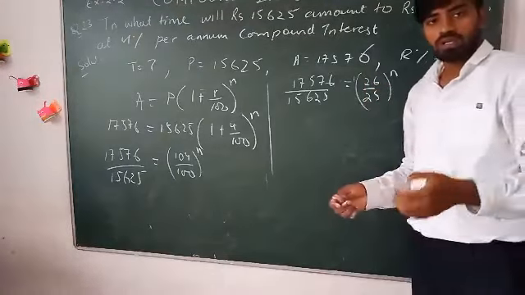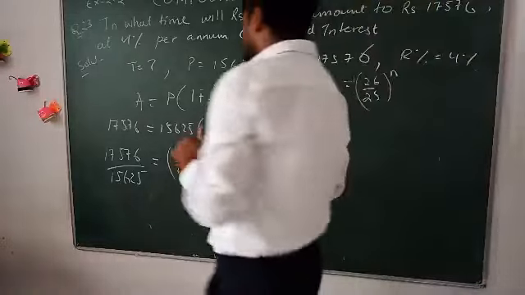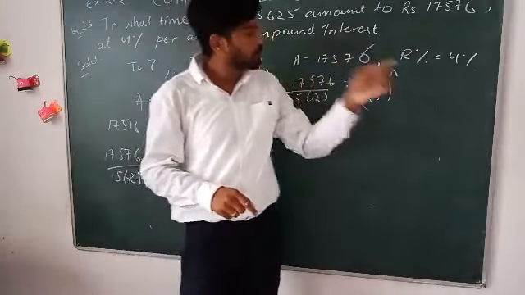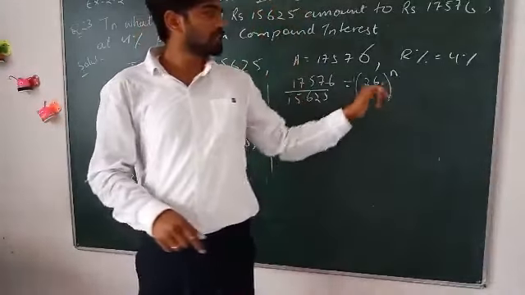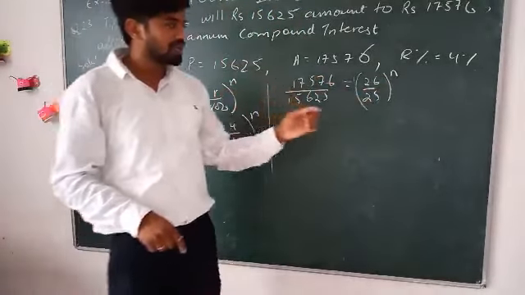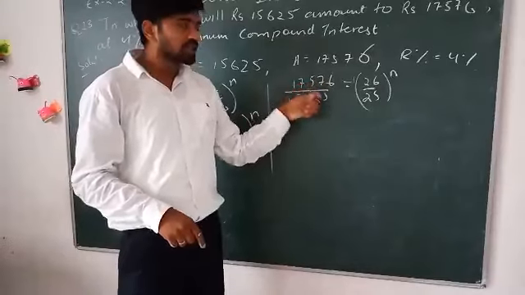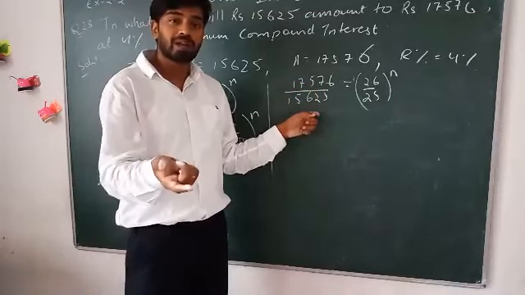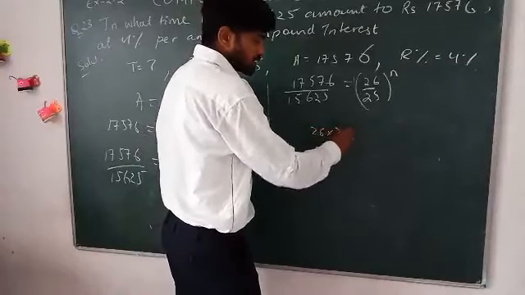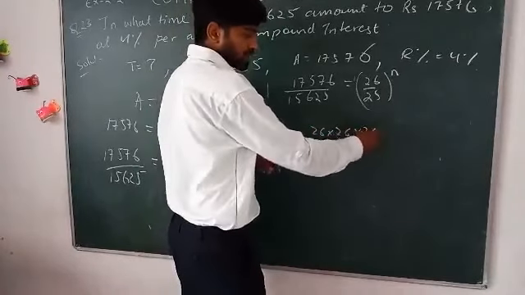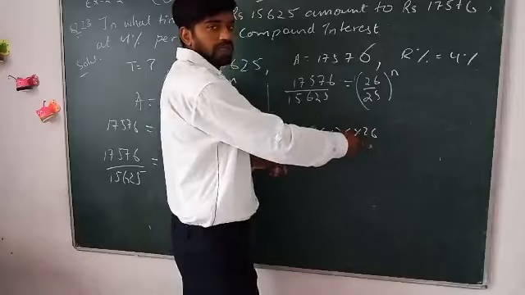Whenever this kind of question comes, I can assure you of one thing: whenever you have to find time, these are very easy questions in the exam. When you have to find time, always remember that you have 26 upon 25, but you don't know how many times. So you can try 26 into 26, how many times, and then into 26. If it doesn't come, then try again.